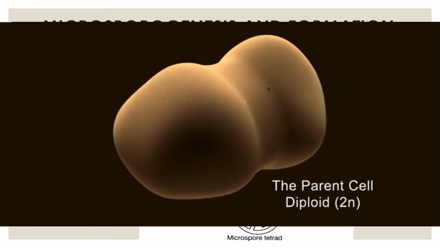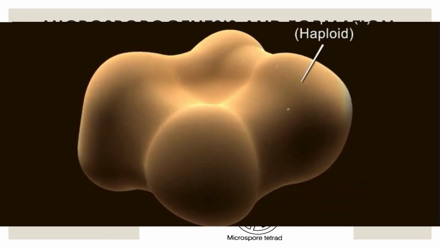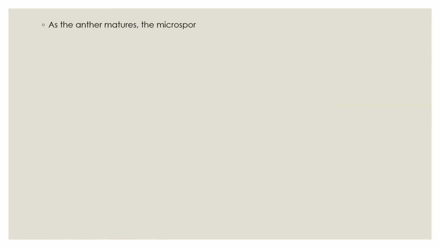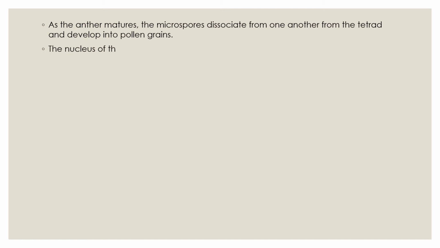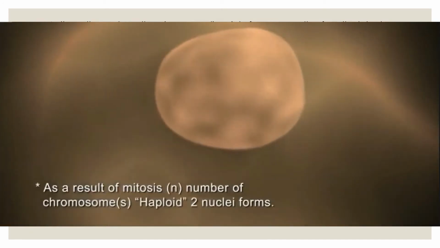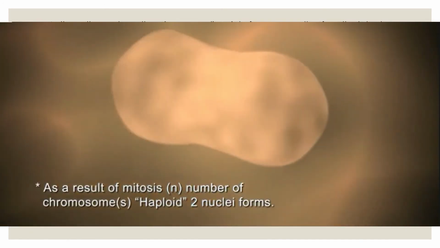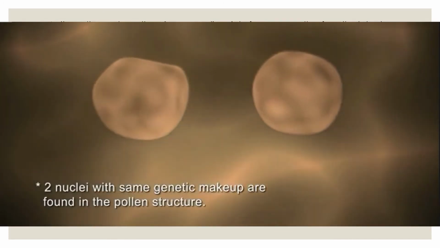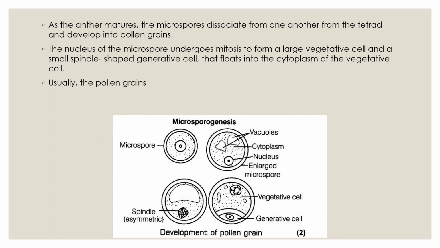Each microspore mother cell undergoes meiosis to form a cluster of 4 haploid cells called a microspore tetrad. As the anther matures, the microspores dissociate from one another in the tetrad and develop into pollen grains. The nucleus of the microspore undergoes mitosis to form a large vegetative cell and a small spindle-shaped generative cell that floats in the cytoplasm of the vegetative cell. Usually, the pollen grains are liberated at this 2-celled stage.